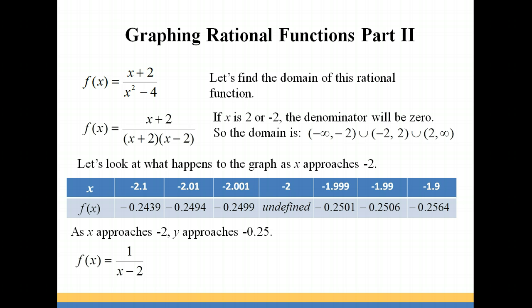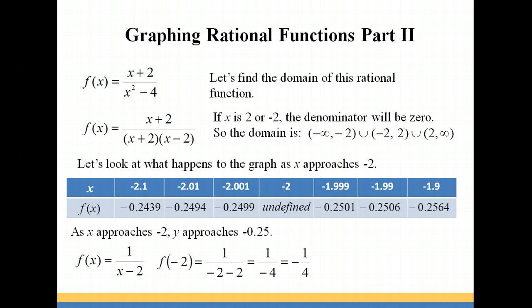Now we could have found that out by looking at the simplified version of the function. If you go back to the original function, we had (x plus 2) over (x plus 2) times (x minus 2). These x plus 2's cancel out, and we're left with 1 over (x minus 2). If I take that simplified form of the function and plug in negative 2, I get negative 1/4, which is what we found happens to the original graph as x approaches negative 2.